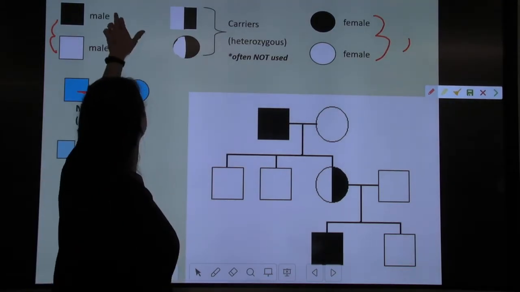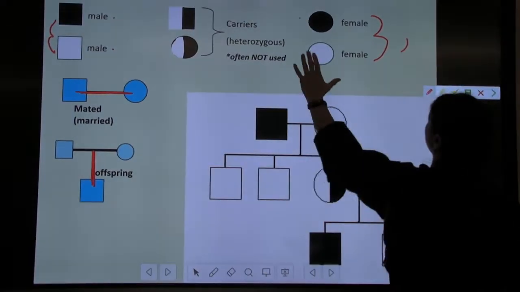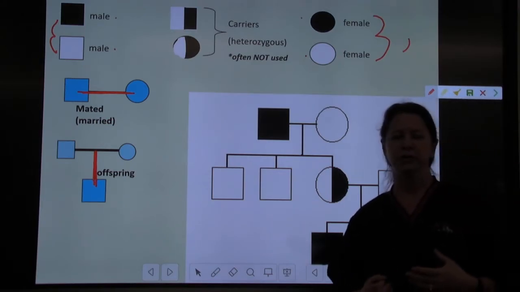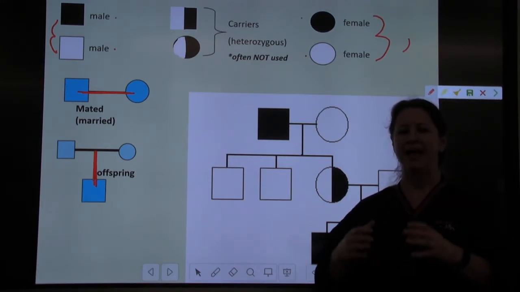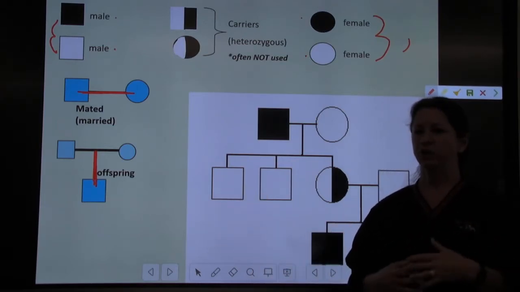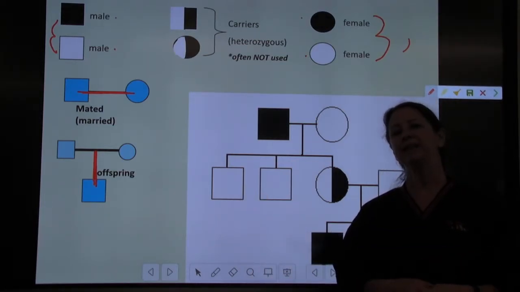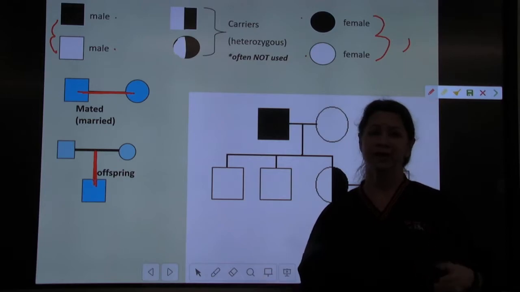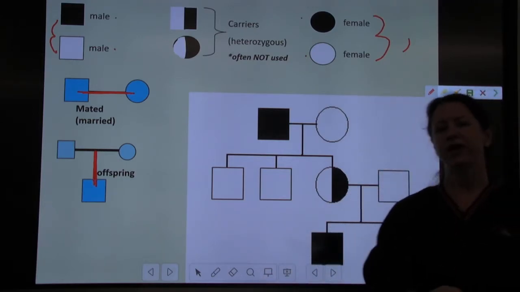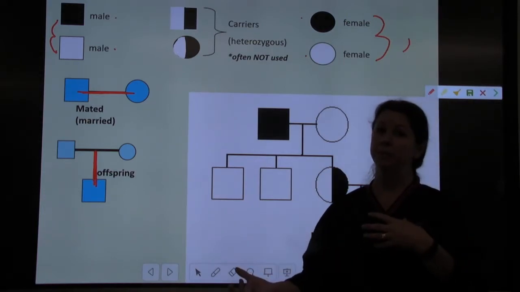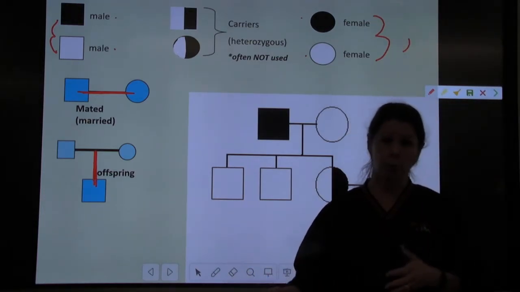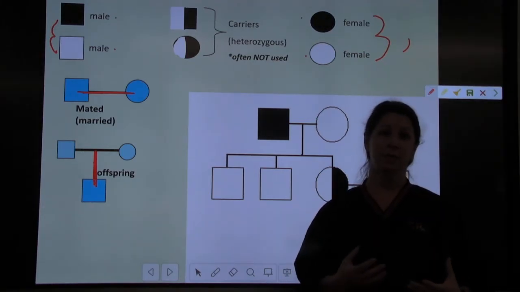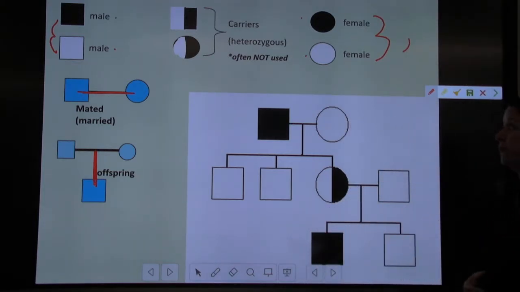Now, the shading. The black one, the white one, the black one, the white one. Usually a shading is used to designate that an individual has a trait. That trait is different depending on what you're looking at. Sometimes the trait is the recessive trait. Sometimes the trait is the dominant trait. It changes from one pedigree to the other. So a lot of times you're trying to figure out what trait's dominant and what's recessive. And pedigrees will help you figure that out.